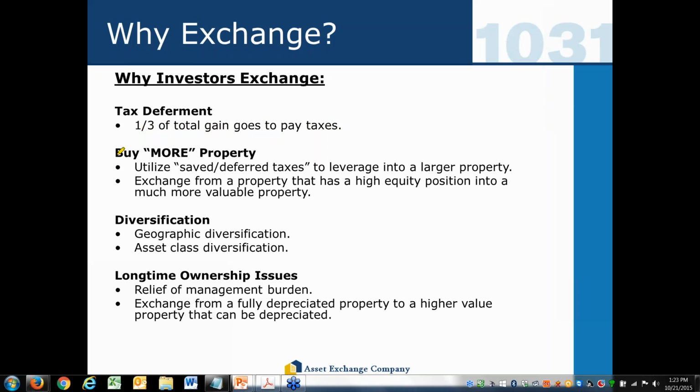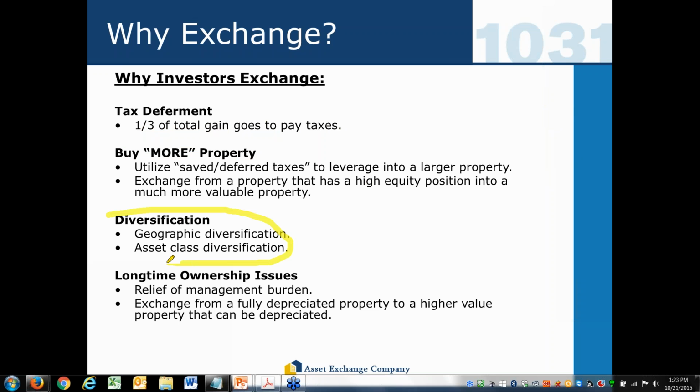And the best way to build wealth is not to go out and sell a building and give your money to the government, but to keep it in your pocket and use that money to leverage into a bigger and better deal. So you're using the 1031 exchange because you want to build wealth in real estate.